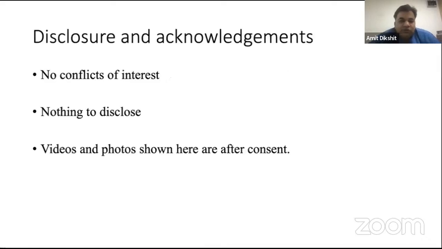So disclosure, nothing to disclose. Photos and videos which I'll be showing are from my own volunteers and patients. And I'll be showing some of the ultrasound videos also. But we do have different machines. So I'm not endorsing any specific machine. But yes, any new machine is a good machine. And the machine which you are in practice with, you can utilize it with a better advantage.